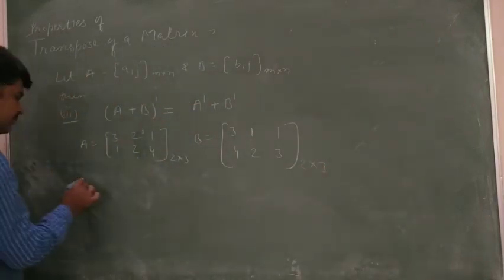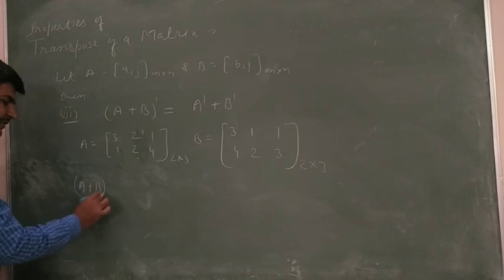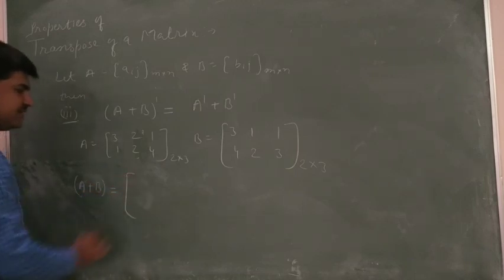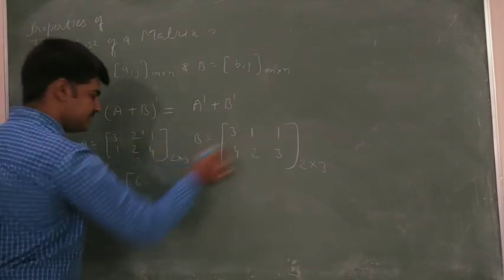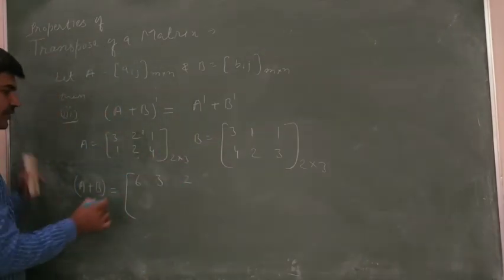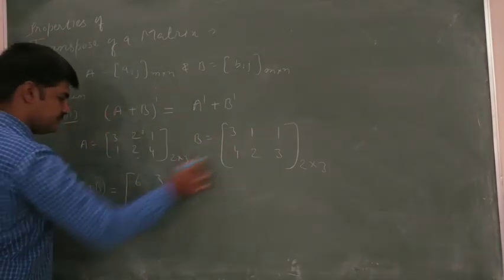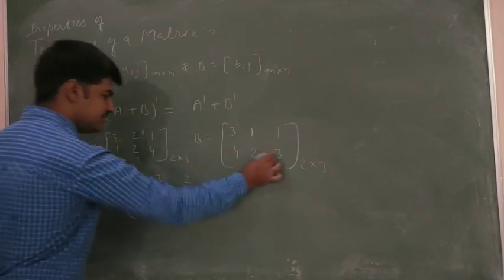If I find the sum of these two matrices, that is A plus B, the sum is obviously equal to 3 plus 3 is equal to 6, 2 plus 1 is equal to 3, 1 plus 1 is equal to 2. Similarly, other corresponding elements are also added. 1 plus 4 is equal to 5, 2 plus 2 is equal to 4, and 4 plus 3 is equal to 7.